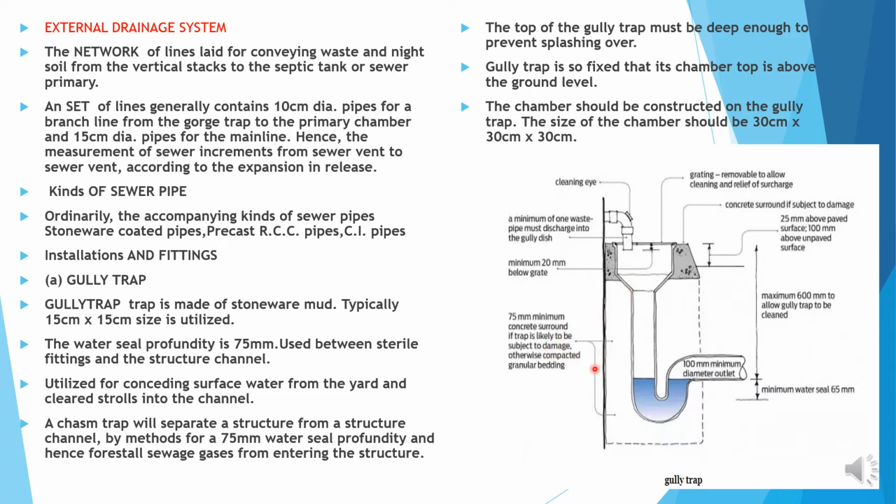See here the cleaning eye. From here the pipe has been coming down. Okay, 75 concrete to be surrounded with a trap. This is the trap. 100 is the minimum diameter channel. This is the minimum water seal, what we call the water seal. It should be a minimum 600 to allow the gully trap to be cleaned. This is about 25 centimeter that has to protrude outside. Okay, concrete surround to prevent damage. Grating if possible to allow for cleaning and everything.